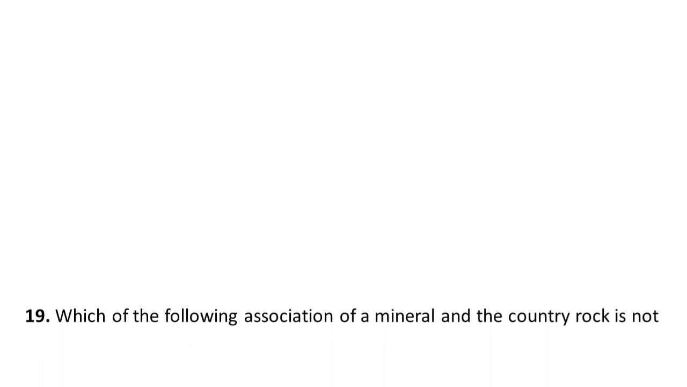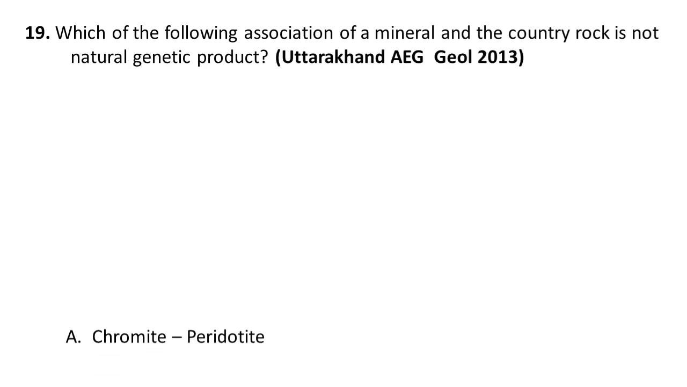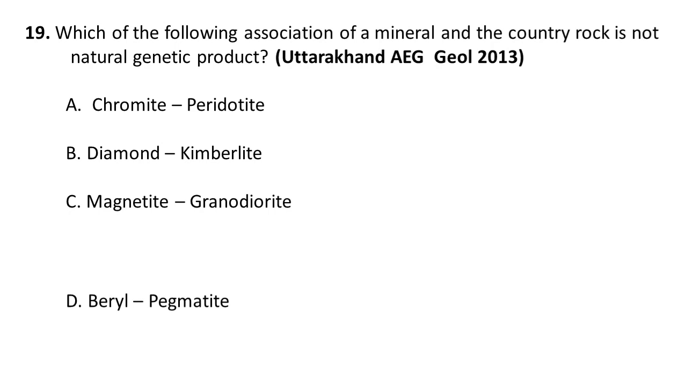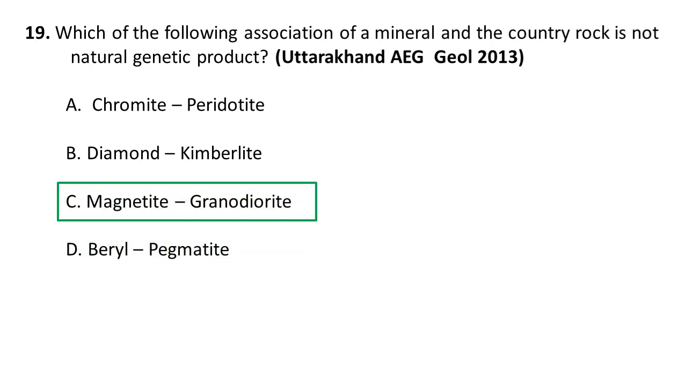Next question. Which of the following associations of a mineral and the country rock is not a natural genetic product? A, chromite, peridotite. B, diamond and kimberlite. C, magnetite and granodiorite. And D, beryl, pegmatite. So you have to identify the association which is not a natural genetic product. Chromite comes from peridotite, diamond is from kimberlite, and beryl from pegmatite. So the association which is not natural is magnetite and granodiorite. So C is the correct option.